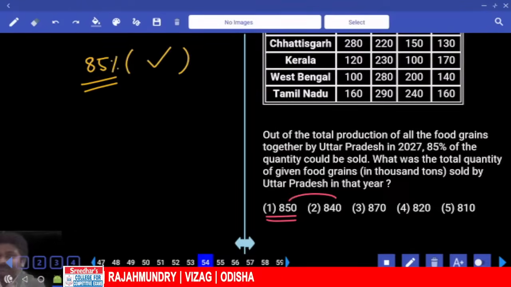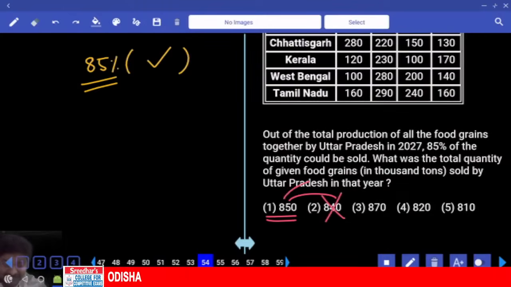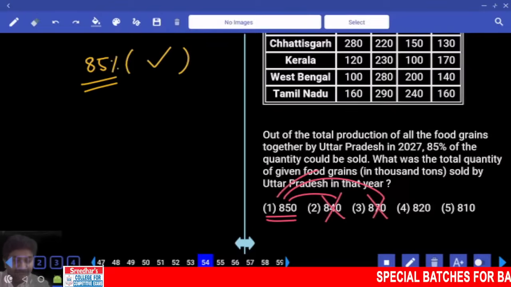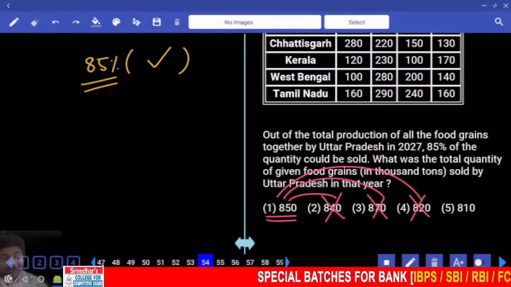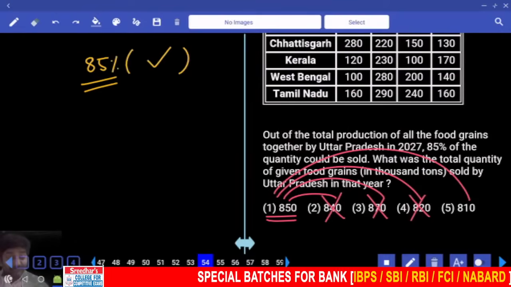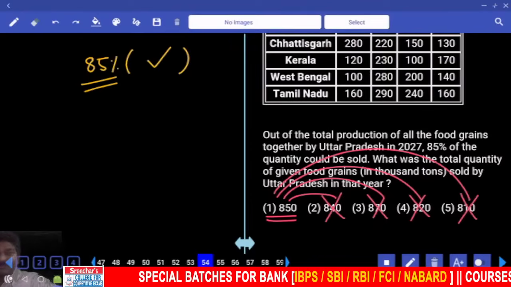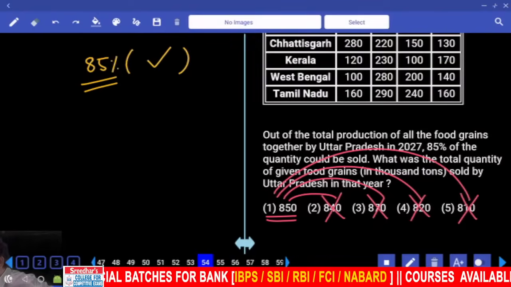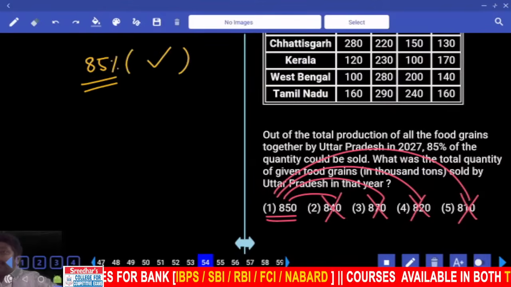Difference between both, this 10 is not a 17 multiple. Difference between first and third, 20 is not a 17 multiple. First and fourth, 30 difference is not a 17 multiple. First and last, 40 is not a 17 multiple. Manually, I don't want to verify every option. I just need only the difference.